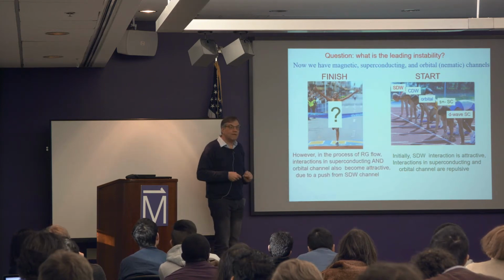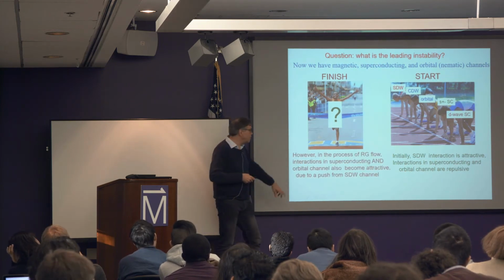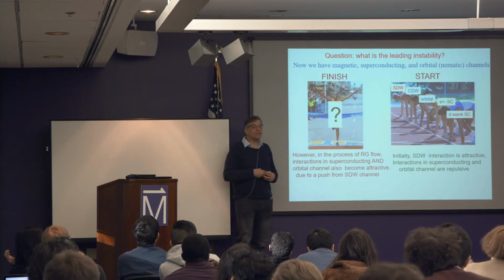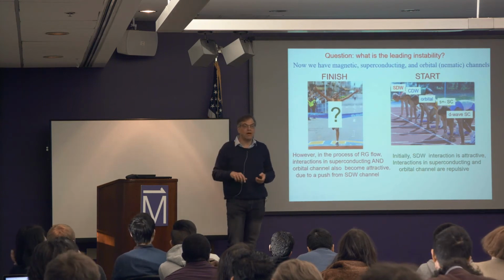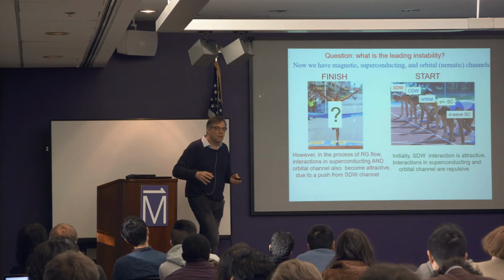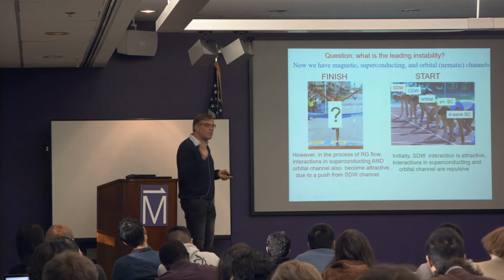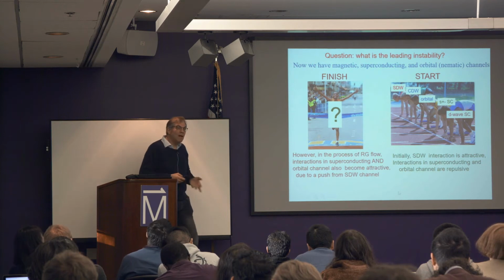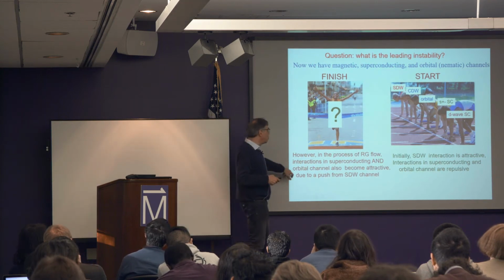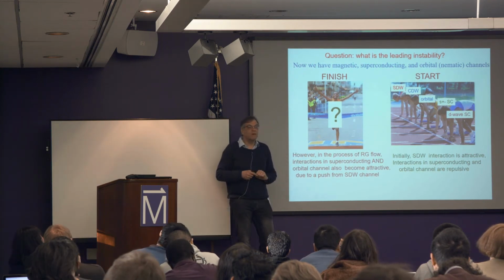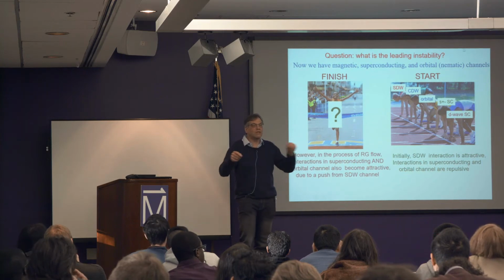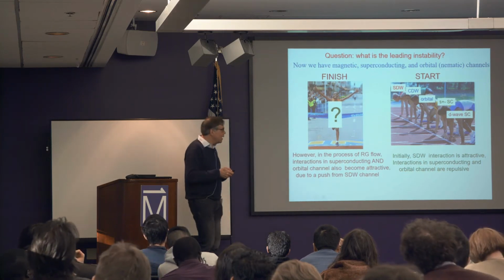Two things happen, in fact. One I discussed, another I didn't. Interaction in the superconducting channel changes sign and becomes attractive. It always happens. So the push from growing magnetic interaction makes the superconducting channel attractive. But less known is that it also makes the orbital channel attractive. So there are two channels which become attractive due to the push from magnetism.